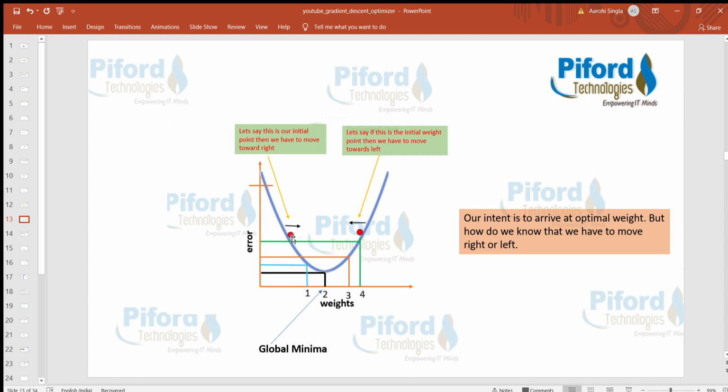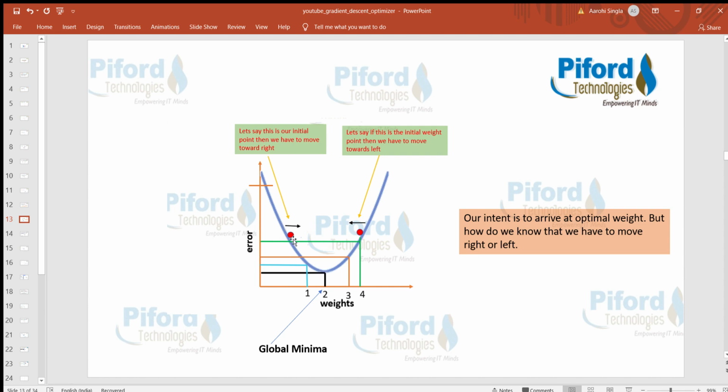So suppose the initial value is somewhere over here, right? If you look at this parabola curve, this position is the global minima. Global minima means where the error is the least possible value. On the x-axis we have weights, and on the y-axis we have error. So when the weight value is 2, at that particular point we have minimum error, right? And our target is to reach this global minima. This is why we are using optimizers, to reach this global minima point.